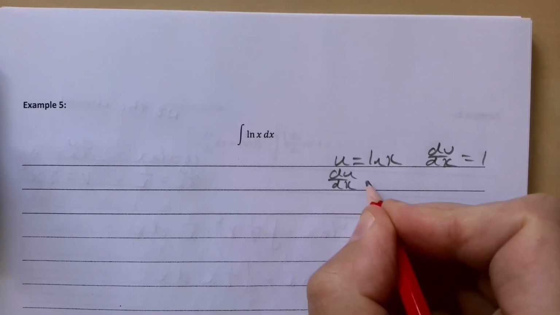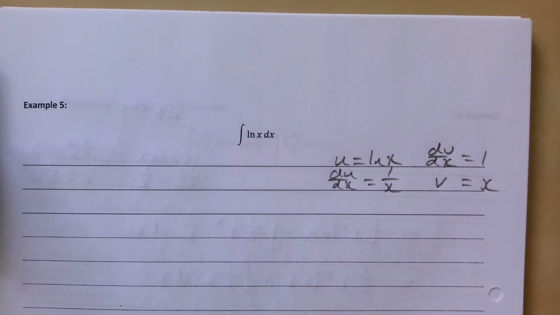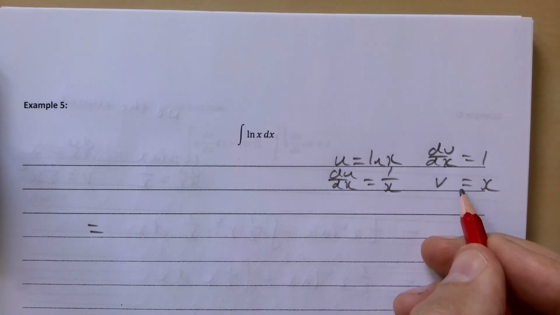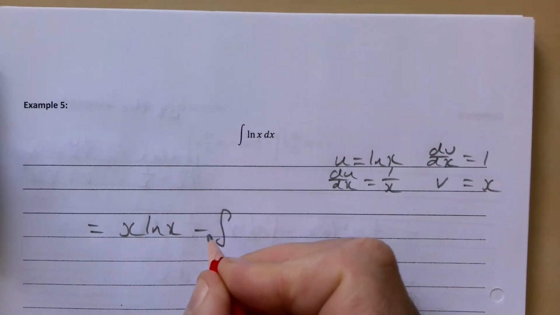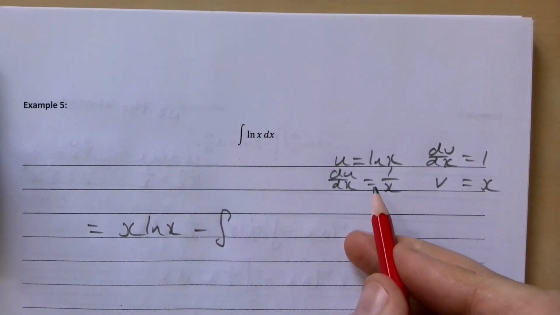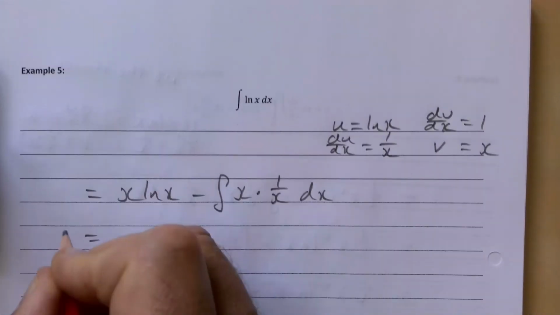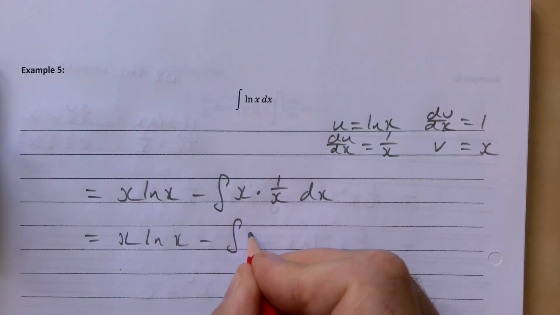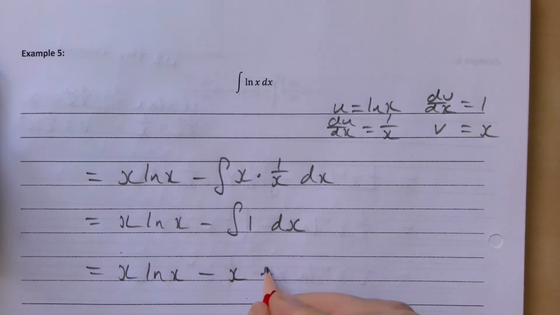du by dx, much like our last example, is 1 over x, and then v is going to be x. So the integral of ln x is uv, so I'm going to write that as x ln x minus the integral of v du by dx, so it's x upon 1 over x dx. Nice and straightforward here, the x is cancelled, so it's just 1 that I'm integrating, and so we get x ln x, take away x plus c.